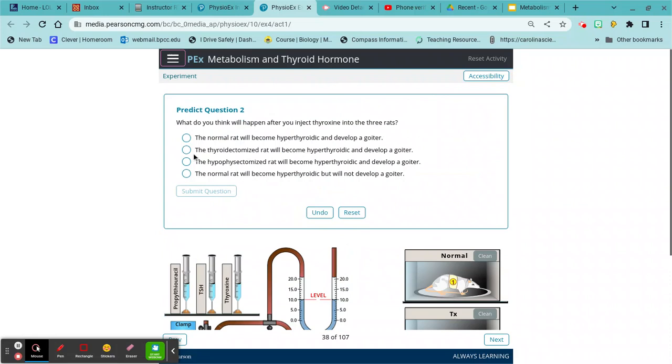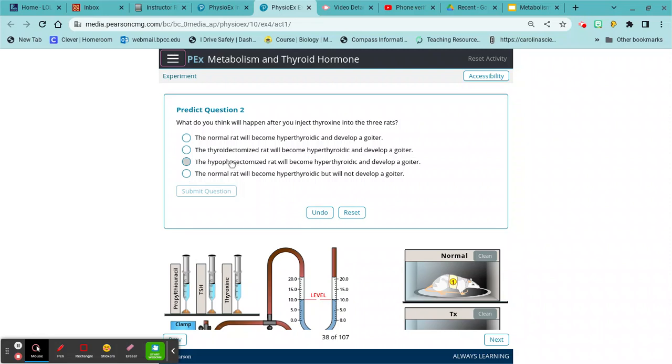Okay, so what do you think would happen after you inject thyroxine into the 3 rats? Thyroxine is created by the thyroid, and it does increase the metabolic rate. So let's read through all of our options. A normal rat will become hyperthyroid and develop a goiter. That's possible. The thyroidectomized rat will become hyperthyroid and develop a goiter. Probably not, because it already doesn't have a thyroid.